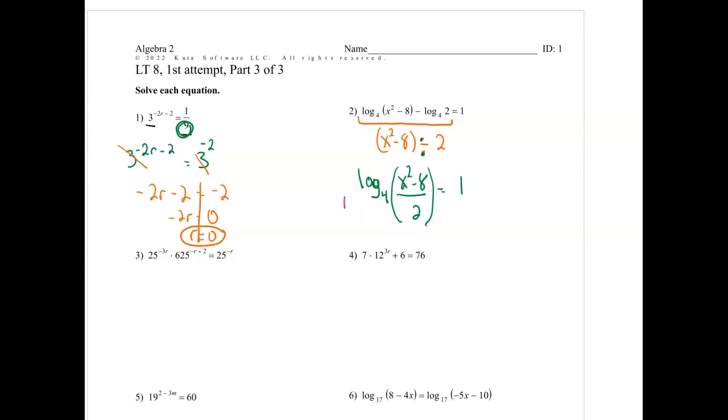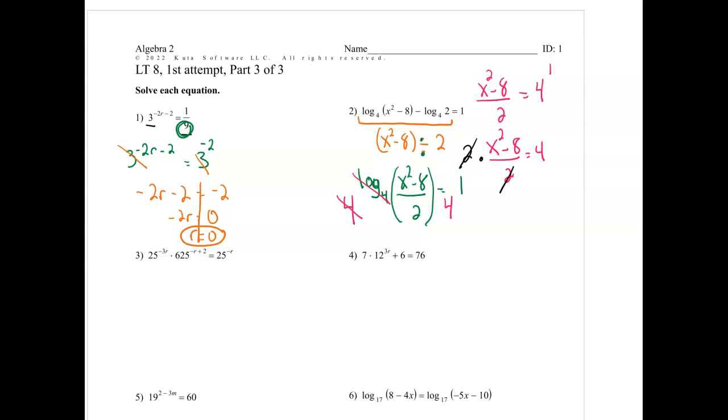So I'm going to base 4 both sides. And then this base 4 and log base 4 cancel each other out. So I'm left with x squared minus 8 over 2. And on the right side, I have 4 to the first power, which is just 4. And now what I'll do is to solve for x, I need to start moving things away. So first I'll move that divided by 2. So I'm going to multiply by 2.